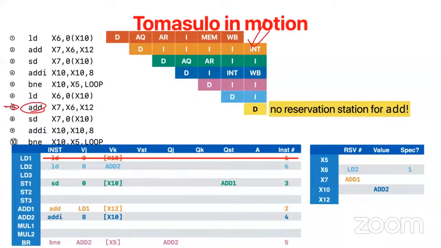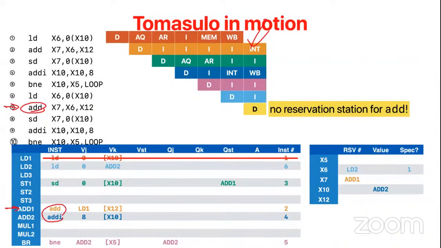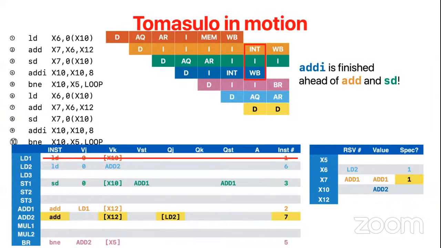However, we don't have reservation stations anymore, because there are only 2 for the add and add I. So this instruction cannot be dispatched, and we have to have an additional stall here. So that's the limitation of the Tomasulo algorithm: if you don't have a sufficient amount of reservation stations, you might still have a stall, and this kind of stall is because of the structural hazard in the Tomasulo algorithm.